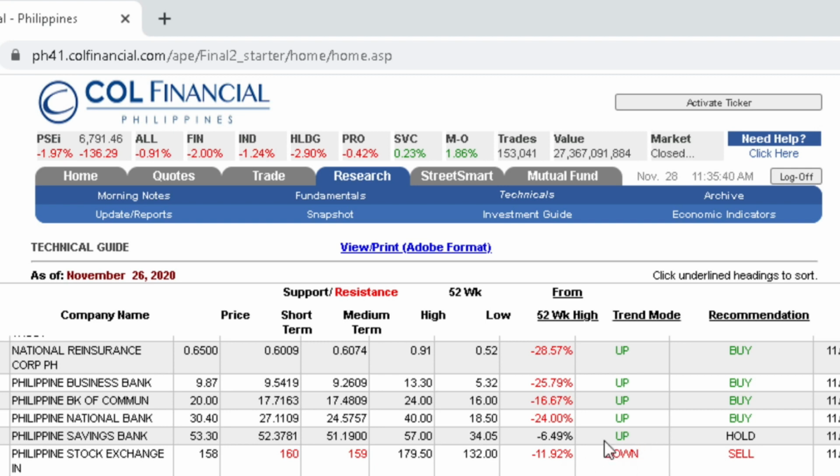Kasi, kung stable naman itong company na to, nasa blue chip companies siya. Okay, you may search kung ano ang blue chip companies here in the Philippines. Kasama si Meralco, si Jollibee. So, yun kasi yung mga sinusubaybayan ko.